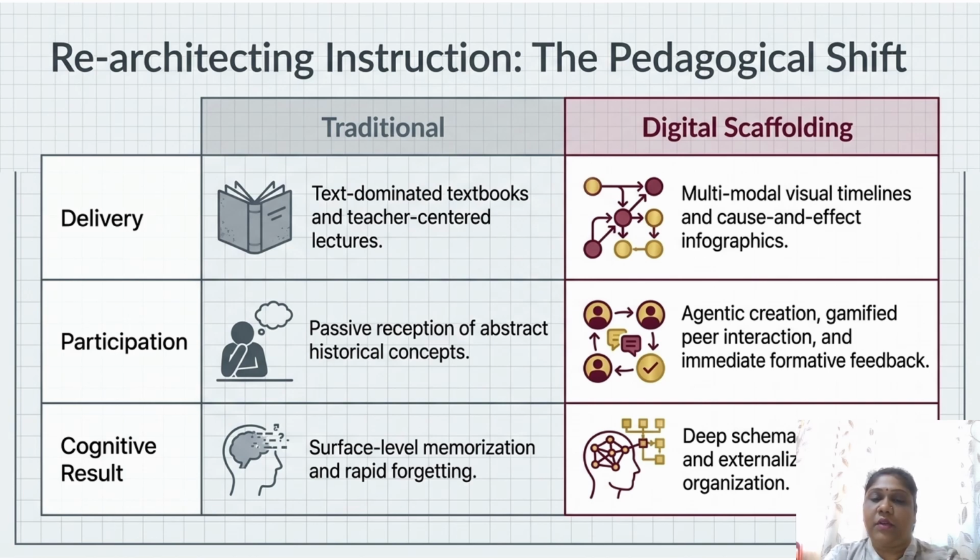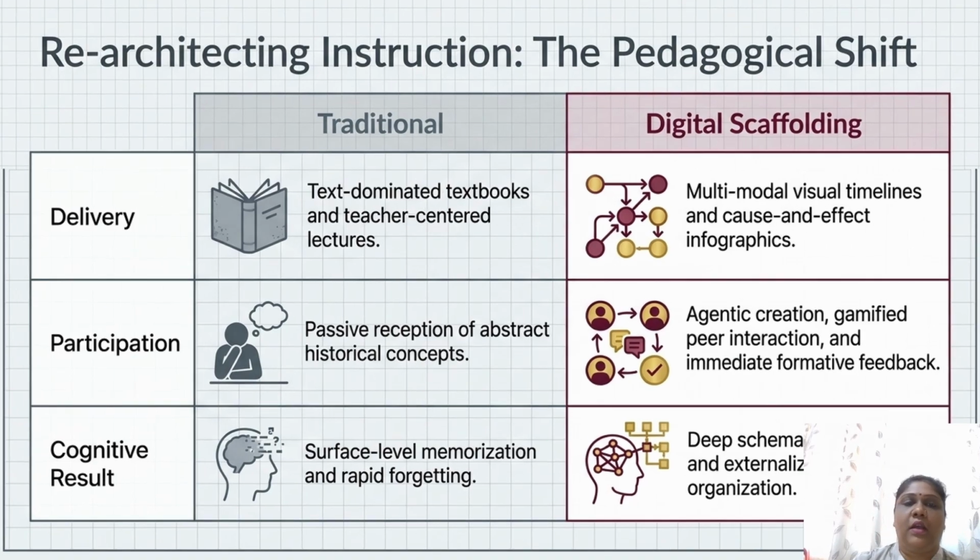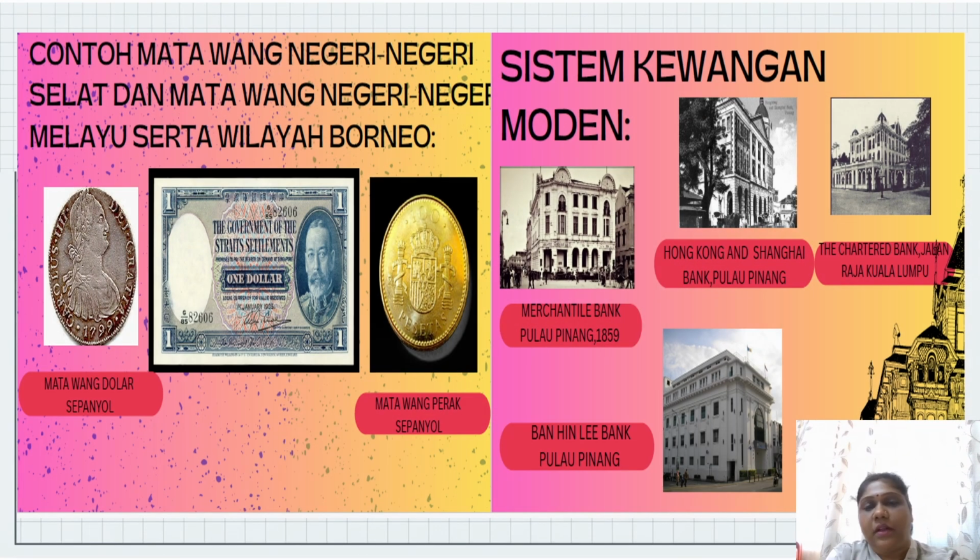When we compare with digital scaffolding, there is deep schema building. For example, using Canva to make a graphic. This is one of my students' presentations using Canva for chapter 6. This kind of Canva work makes it easy for them to memorize the notes and also helps them understand the topic.